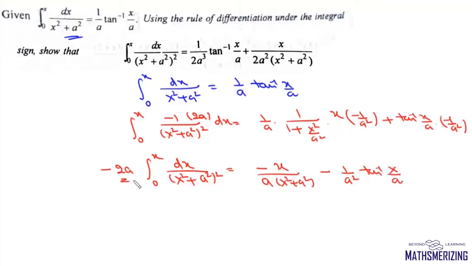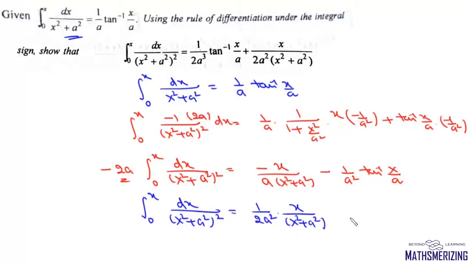Now we'll divide everything with minus 2a. So we can write this as this integral from 0 to x dx upon x square plus a square whole square, and here it will be 1 upon 2a square and then x upon x square plus a square, and then plus, again we'll divide with minus 2a, so it will be 1 upon 2a cube tan inverse x upon a.